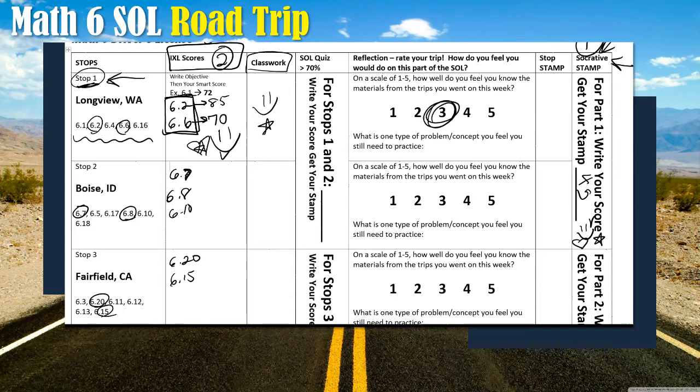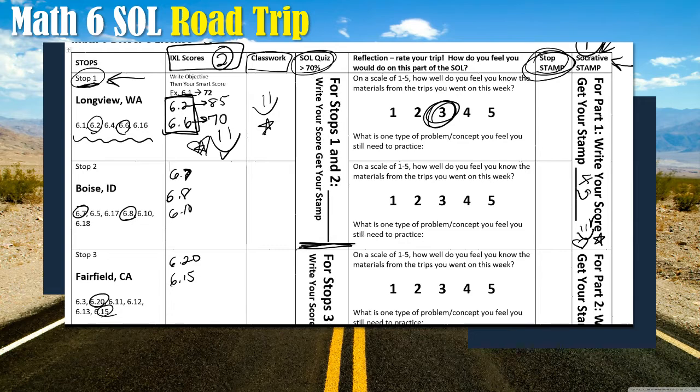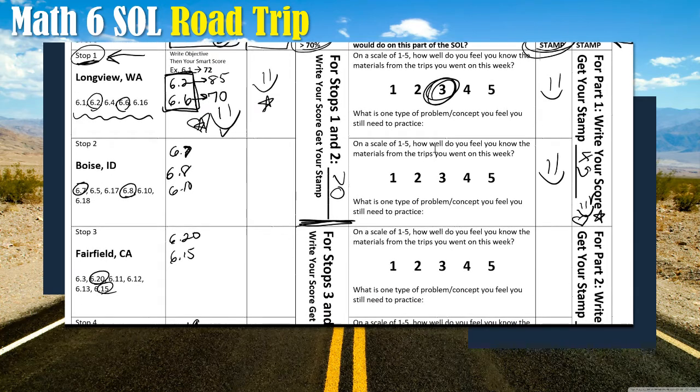And to finish it off, you have a couple little things left over. You have a stop stamp and you have an SOL quiz. With the SOL quiz, we're going to take that after stop number 2. If you score 70 or greater on that, that's going to unlock the final stamp that you will get for weeks 1 and 2. You need to get a 70 or greater. You can retake that as many times as you need to get that 70. It's just going to be practice.